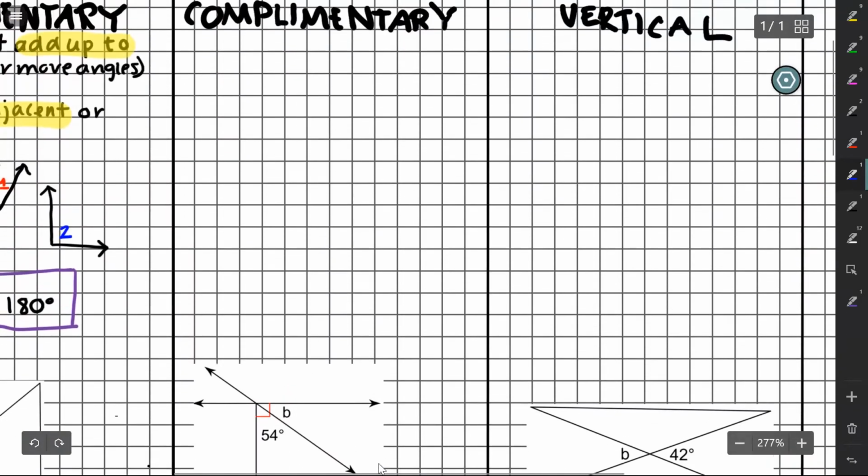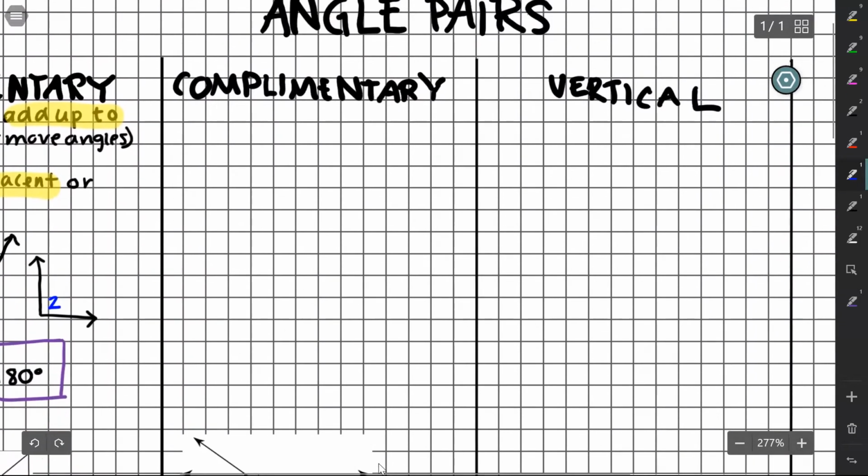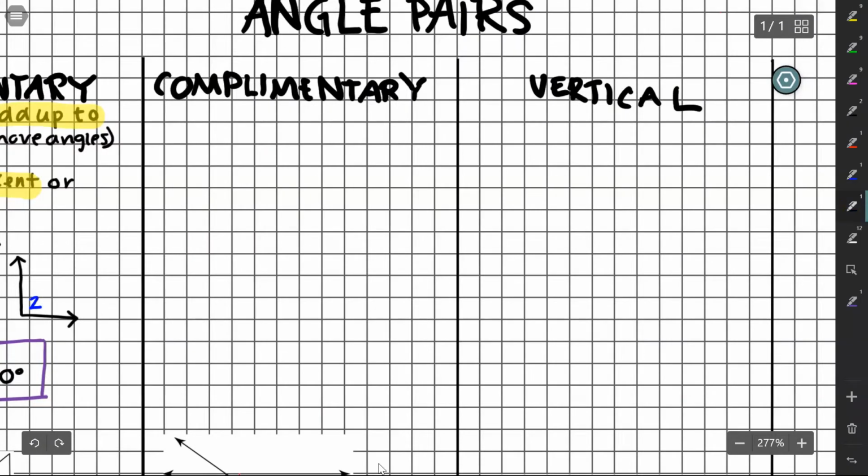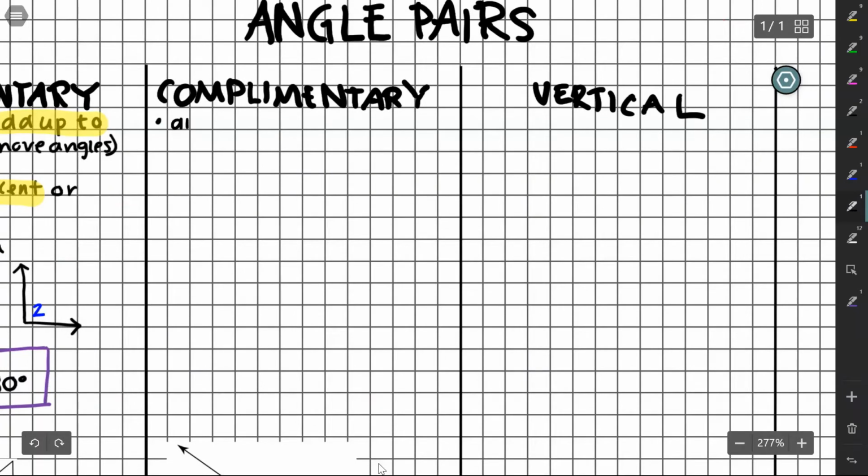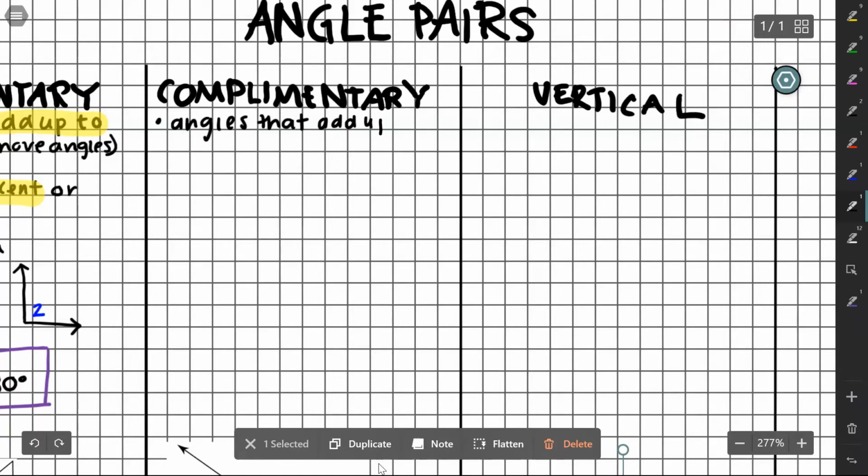Alright, next type of angle that we're going to talk about is a complementary angle. So complementary angles are angles that add up to 90 degrees. Alright, so these angles have to be next to each other, and I'm going to show you why that is. So next to each other or adjacent.